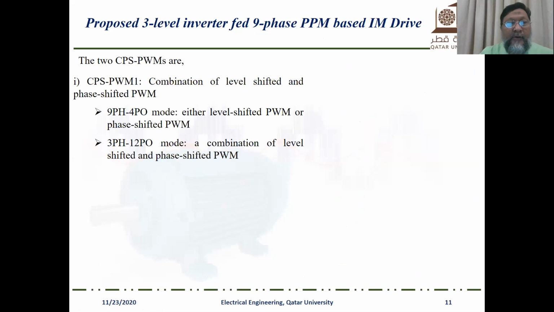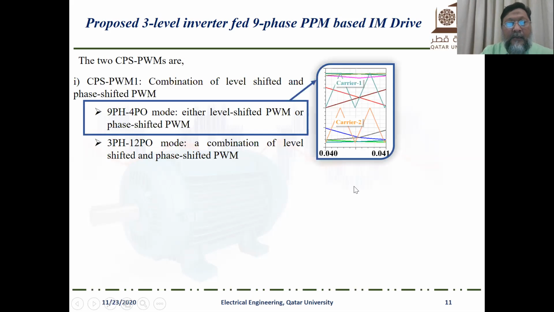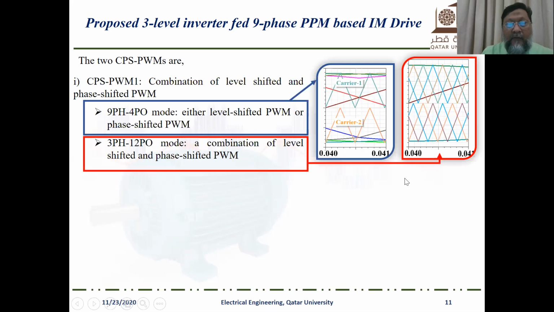So 2 carrier-based PWM schemes are proposed here. This is called carrier phase shifted PWM1, which is the combination of level shifted and phase shifted. When operating as 9-phase 4-pole mode, we can use either level shifted PWM or phase shifted, either of the two. While in 3-phase 12-pole mode, we have to improve the harmonic performance. So a combination of level shifted and phase shifted is proposed here. This is the novelty in the work, where we implement 6 different carriers, and it has both phase shifted as well as level shifted.